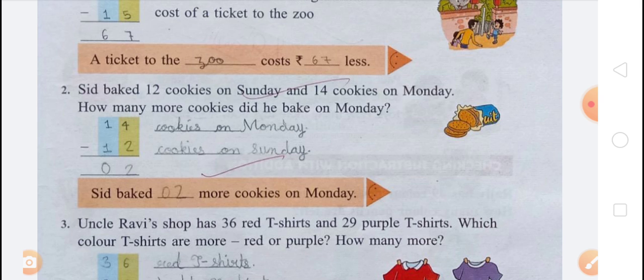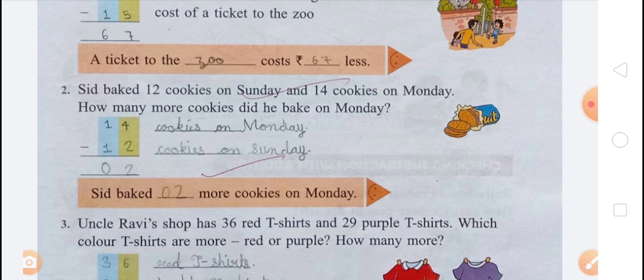So 12 is the cookies baked on Sunday and 14 is the cookies baked on Monday. 14 is more than 12, so we can say that on Monday Sid baked more cookies. To find out how many more cookies he baked on Monday, we have to subtract 12 from 14.